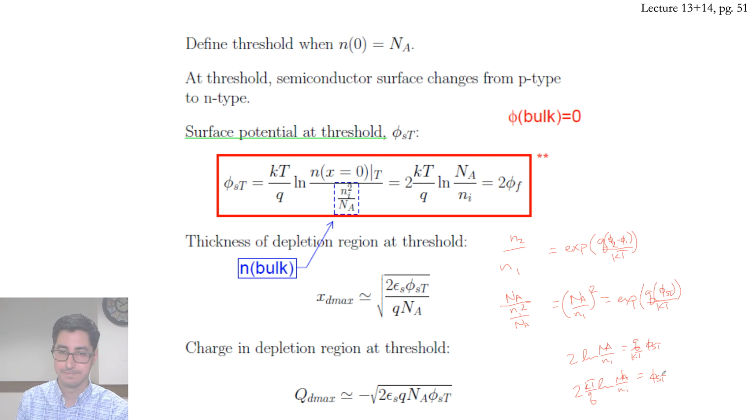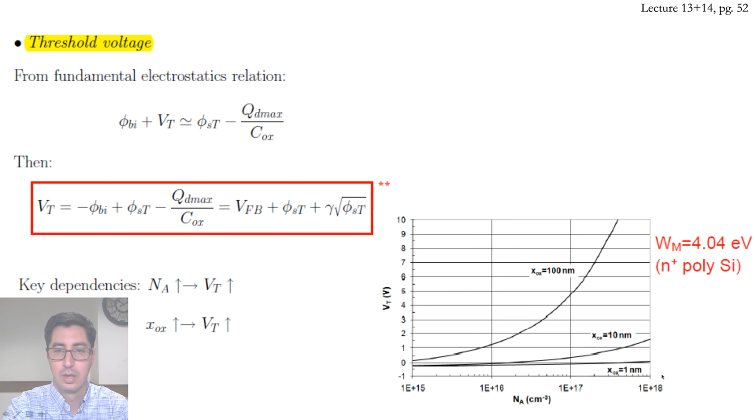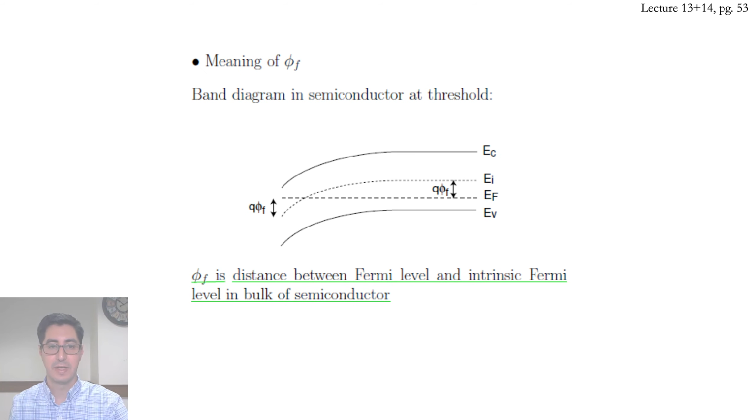It's not that hard. 2 phi F, that's another way that you can define this band bending. Let me see if I can find a picture. So 2 phi F, here we go.